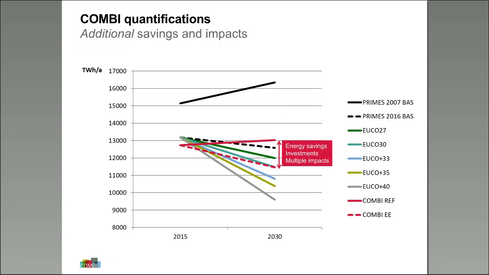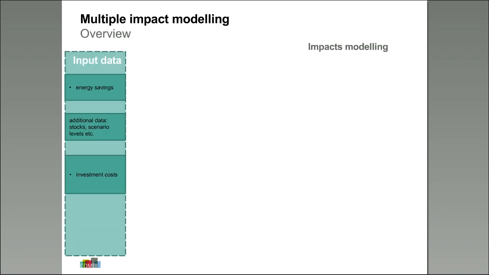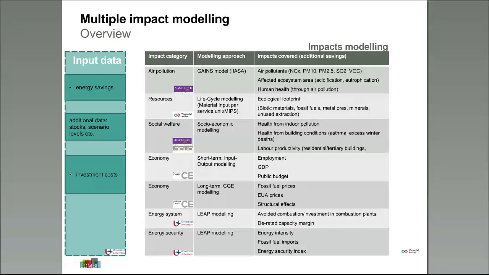Yeah, and what we now did in the project is we took the energy savings, the investment costs, and from these inputs try to estimate the multiple impacts in the year 2030. These input data was then used to model the different impacts. And here we applied a number of different models. For air pollution impacts, we applied the Gaines model, which is probably the most up-to-date and most detailed model for modeling air pollution, and which at once also gives effects on ecosystems and human health.